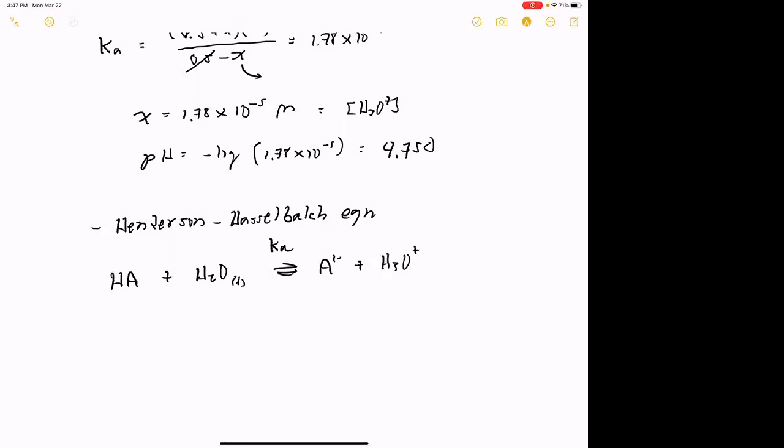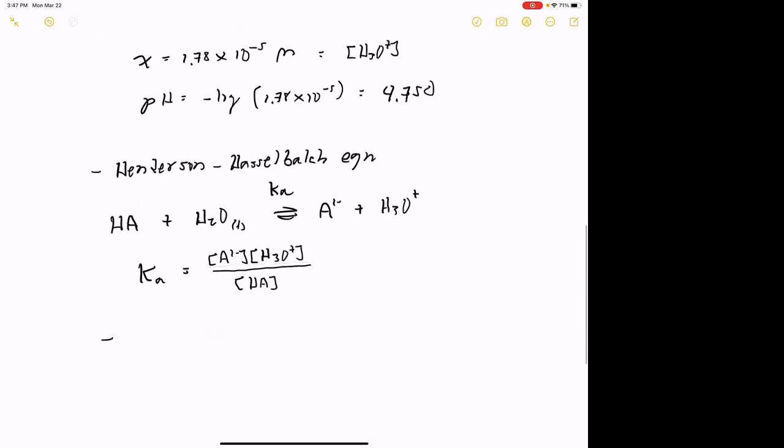Okay. Now, can you write a Ka for that? Sure you can. In terms of the law of mass action, Ka is products over reactants, right? So it's going to be the A minus, whatever its equilibrium concentration is, times the hydronium ion concentration at equilibrium, divided by the HA. That's the original acid, and that's its equilibrium concentration. Okay, so we're going to do some math on this. What we're going to do is take the negative log of both sides. We've done this kind of thing before, so you've seen it before.